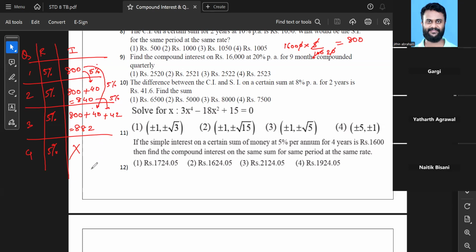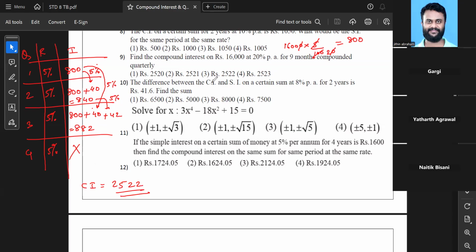Now when you add all three components, you will get the total interest. So total compound interest for 9 months, 3 months, 3 months, 3 months, total 9 months, will be 800 plus 840 plus 882. That gives you 24 plus 1, 2, 2 is 25, 22. Adding all of them. Understood?